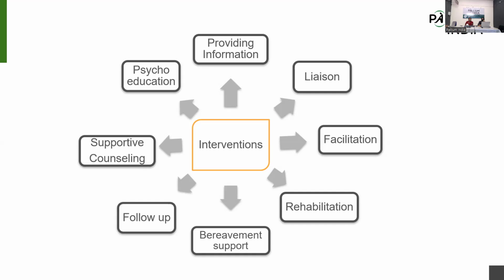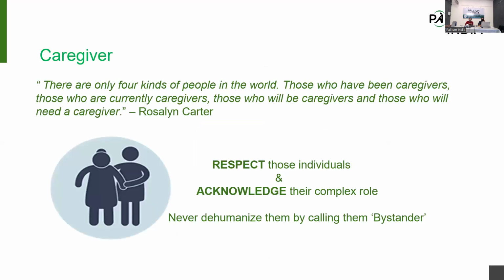So rehabilitation could be vocational rehabilitation, it could be PMR, physical medical rehabilitation, bereavement support, if at all that has happened, what other things can be done after the death, in the bereavement support, follow-up and supportive counseling. Right. So I think you might have heard this in the previous sessions.